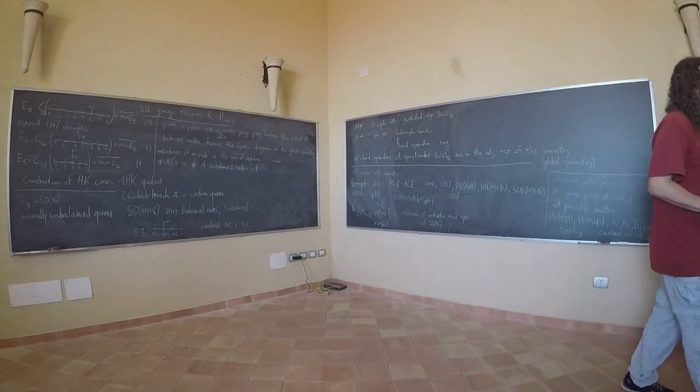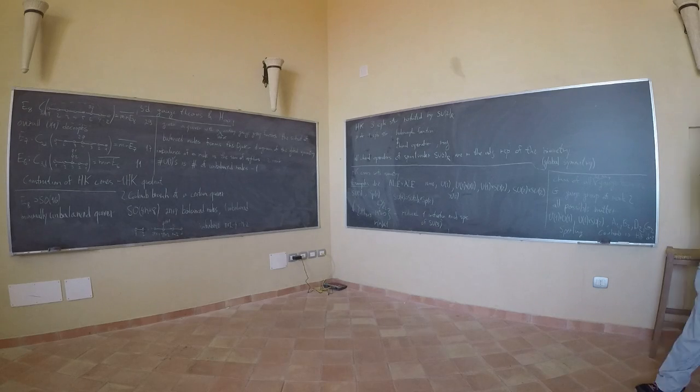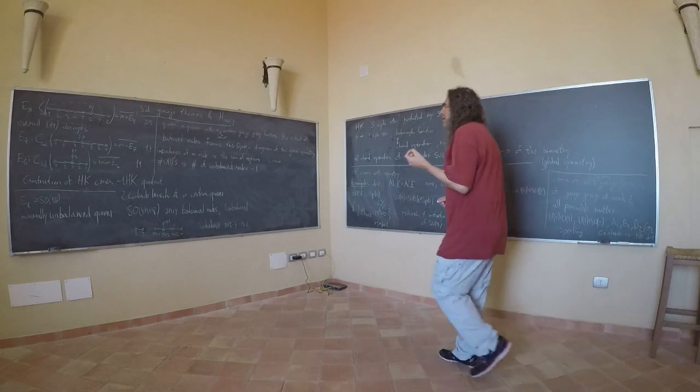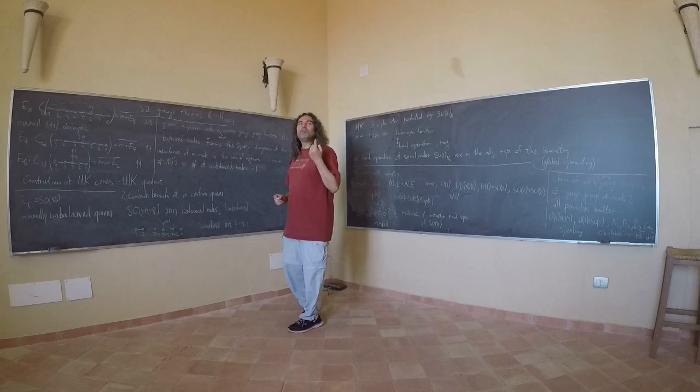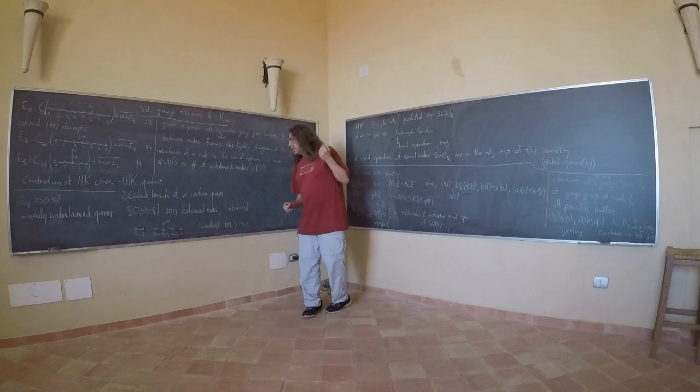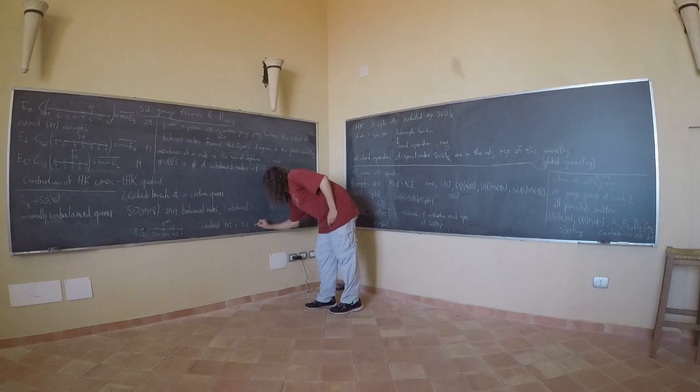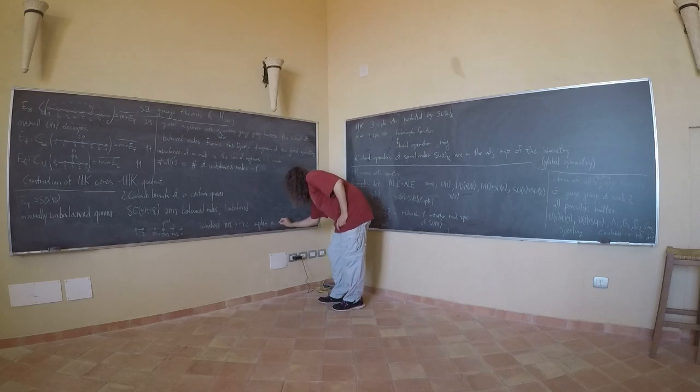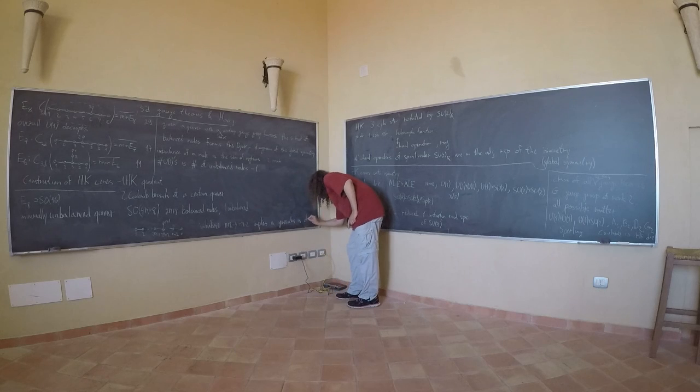Whenever I have such an imbalance, it tells me information about the generators of the chiral ring. So this implies a generator in the chiral ring of spin n over 2.